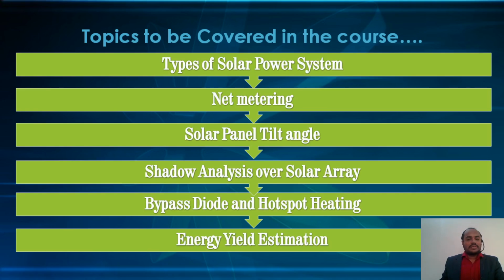We will also discuss the types of solar power systems, that is the on-grid system, the off-grid system, and also the hybrid type of system. We will also discuss the circuit diagrams of the types of solar power systems. The net metering concept we are going to study in this course. The gross metering, net metering and feed-in tariff concepts we will discuss in detail in this course.